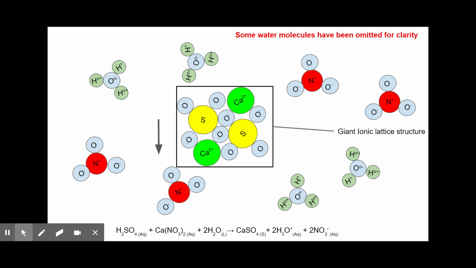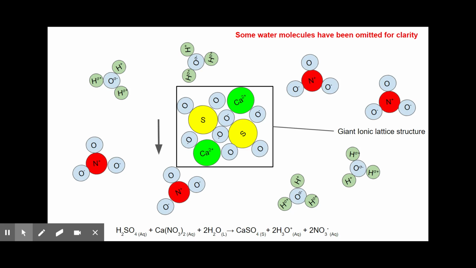Over time, more calcium cations and sulfate anions come together, forming ionic bonds by electrostatic attraction, forming a giant lattice structure of calcium sulfate, CaSO4. However, calcium sulfate does not dissolve in the water and is precipitated out of the solution.